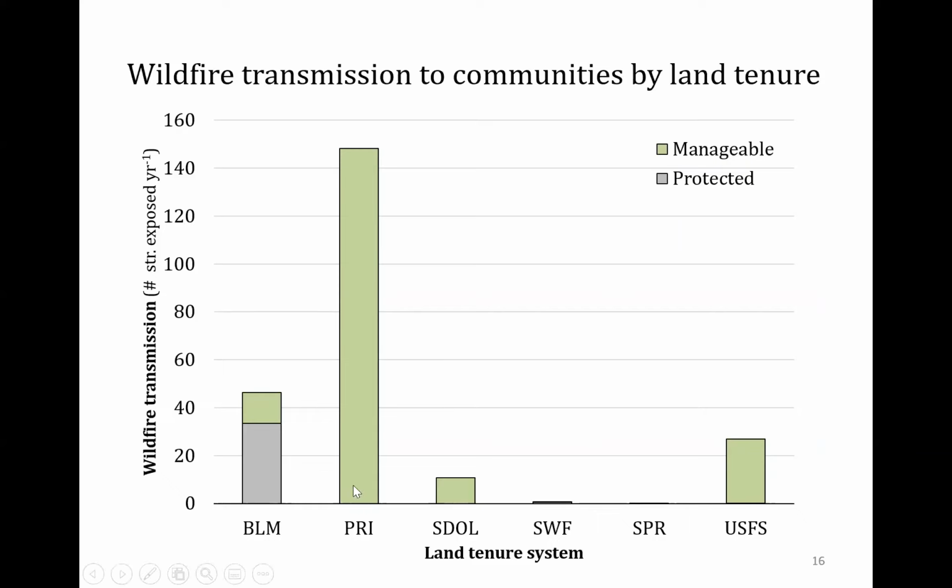And the interesting point, the thing to take into account, is that not all the land is manageable. We have some protected lands where we cannot implement any treatment. So this should also be considered in the analysis to understand to what extent we can reduce risk transmission from the different land tenures.